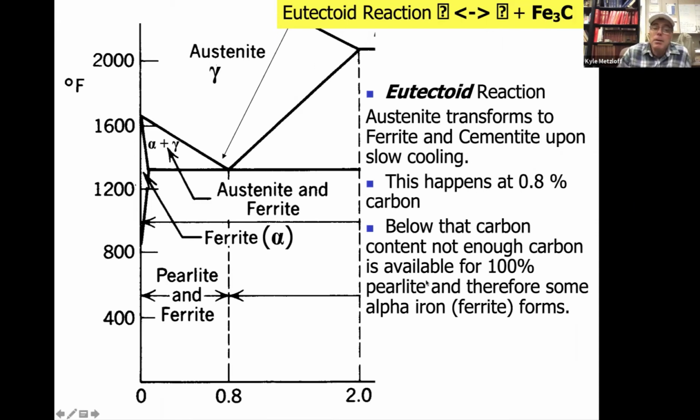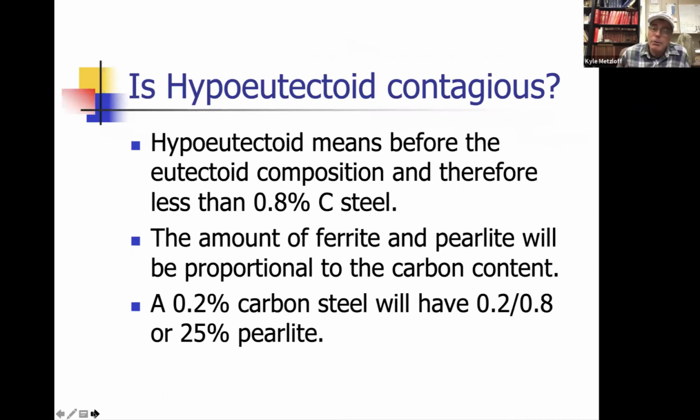Below that carbon content, essentially at 0.8% carbon, you have 100% perlite, because that's the eutectoid reaction. This is where it's going to get a little confusing, and I really want you to ask questions if you're confused, because it's an on or off switch. Either you understand it or you don't.